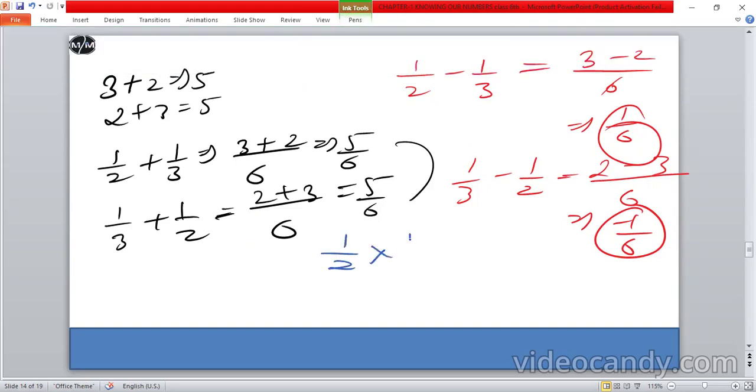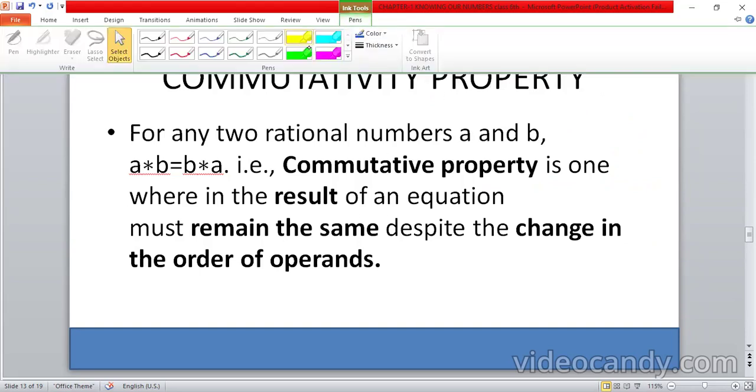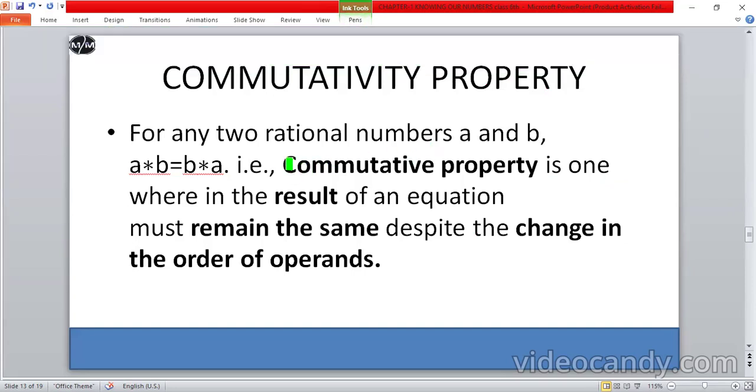Let's see for the multiplication also. 1 by 2 multiply 1 by 3 is equals to 1 by 6, and 1 by 3 multiply 1 by 2 is equals to 1 by 6. These are the same answers. It means commutative property is one where the result of an equation must remain the same despite a change in the order of operations. Commutative property means results remain the same despite a change in the order of operations.